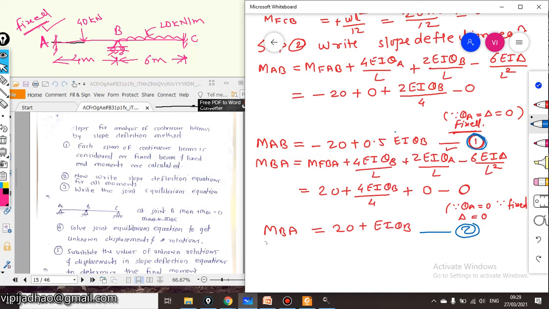Similarly, write down the slope deflection equation for MBC. It will be equal to MFBC plus 4EI theta of near end, that is theta B, divided by L, plus twice EI theta of C divided by L, minus 6EI delta upon L square.